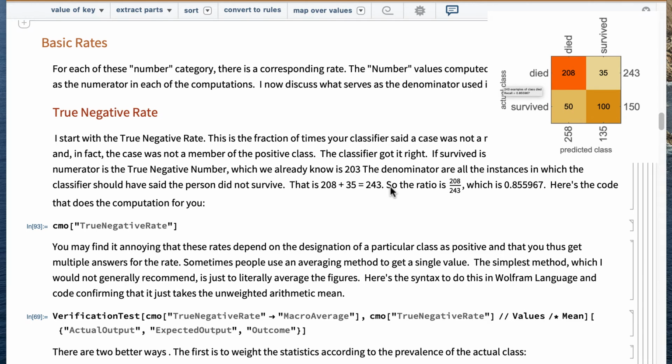Okay, so for each of these basic number categories, there's a corresponding rate category. The number values that we just computed are going to be the numerator of a fraction, and I now need to talk about, well, what's the denominator that we use in computing the rate. So let's look at the true negative rate. This is the fraction of times your classifier said a case, a passenger, a wine bottle, was not a member of the positive class, and in fact, the case was not a member of the positive class. The classifier got it right.